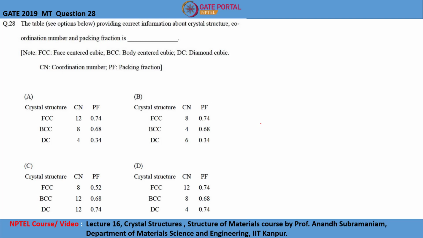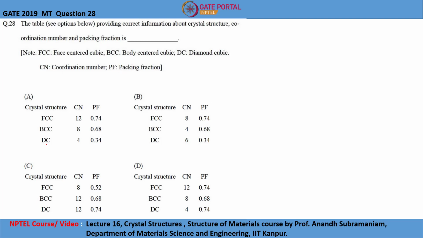So let us solve the 28th question of GATE 2019. Let me study the question. The table providing correct information about crystal structure, coordination number and packing fraction is to be found. And the abbreviations are FCC is face centered cubic, BCC is body centered cubic, DC is diamond cubic, CN is coordination number and PF is the packing fraction.